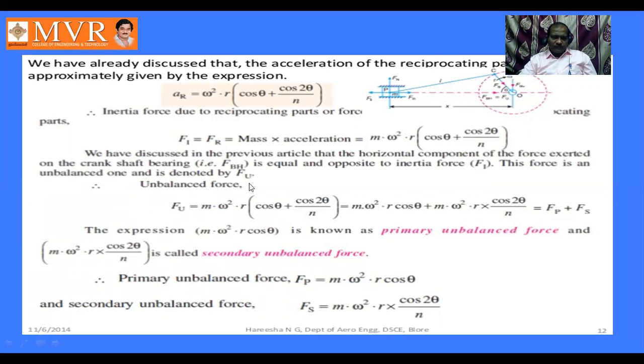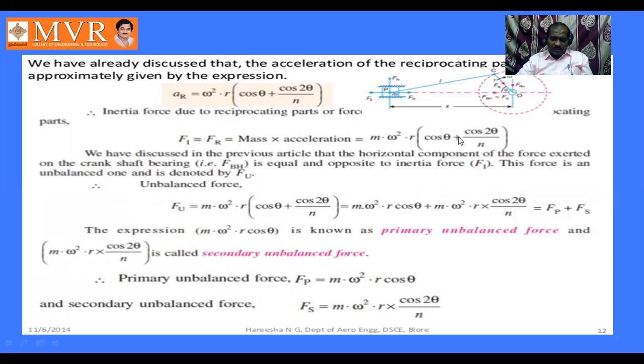So the unbalanced force Fu is equal to m into omega square r into cos theta plus cos 2 theta by n. So m omega square r cos theta plus m omega square r cos 2 theta by n, that is Fp plus Fs. That means one is called the primary unbalanced force and Fs is called the secondary unbalanced force. So the primary unbalanced force is represented by m omega square r cos theta and the secondary unbalanced force is represented by m omega square r cos 2 theta by n, where n is equal to L by R. L is the connecting rod length, R is the radius of the crank.